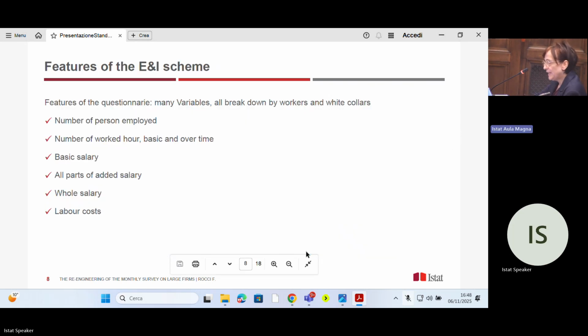The future of the editing scheme. Even though it's a monthly survey, we survey a lot of variables. I used to work on this survey, and now I'm a support, as a methodologist. We have the number of persons employed, the number of worked hours, basic and overtime, basic salary, all parts of added salary, whole salary and labor cost, all broken down by blue collars and white collars.